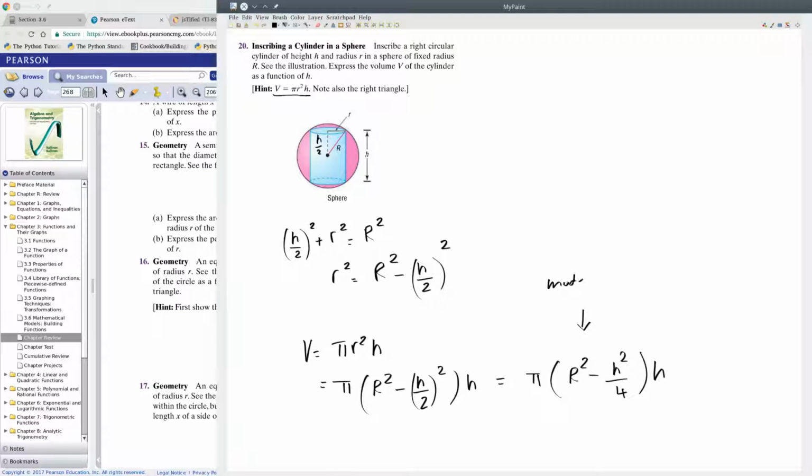Model volume as a function of h. But then there is this R, and you might say, well, probably we have the wrong answer. Technically, we do not, because if you read the question, the sphere has a fixed radius R, which makes this R a constant. So since that is a constant, this expression is simply a function of h. So we have technically modeled the volume of the inscribed cylinder as a function of h.